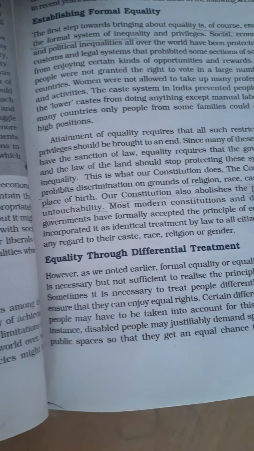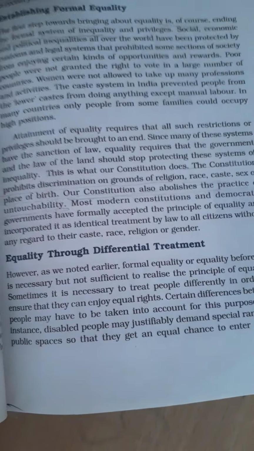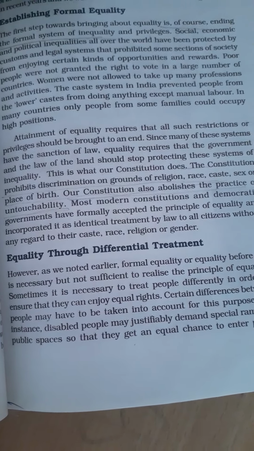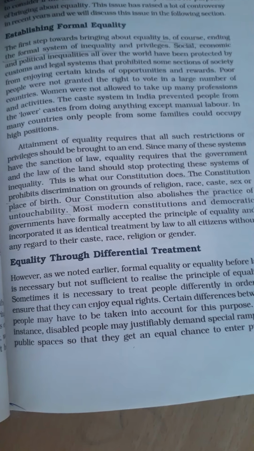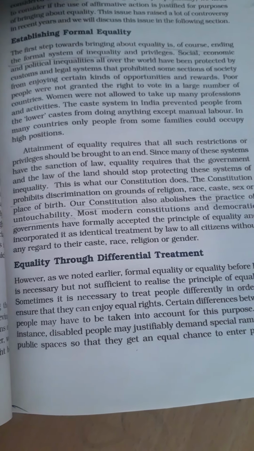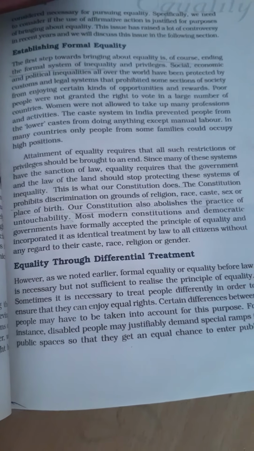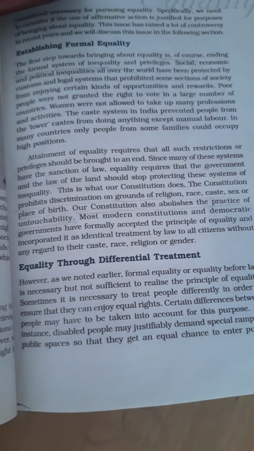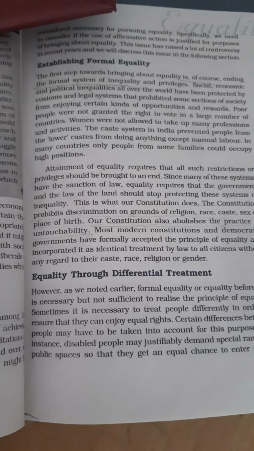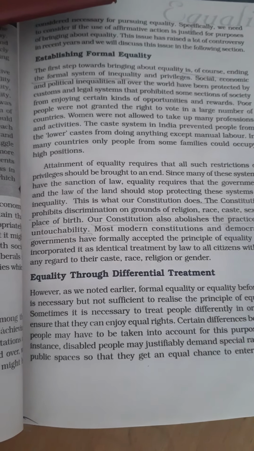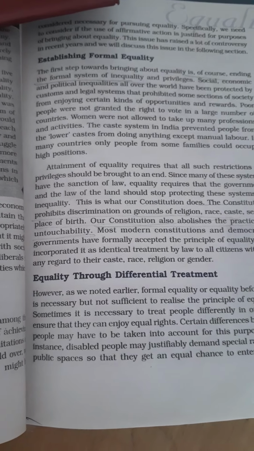Now, inequality through different treatments. Along with formal equality, it is necessary to treat people differently in order to ensure that people also enjoy equal rights. Thus disabled people need special protection, or women working in call centers may need special protection. Special measures for the weak should not be seen as extra importance. No, it is an equal platform or a chance for disabled persons to maintain equality in our society.